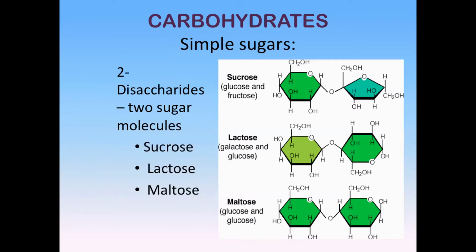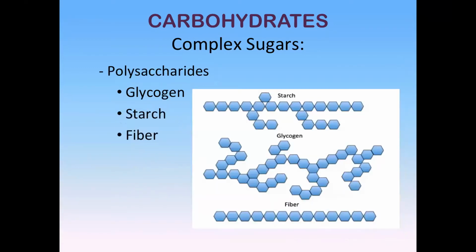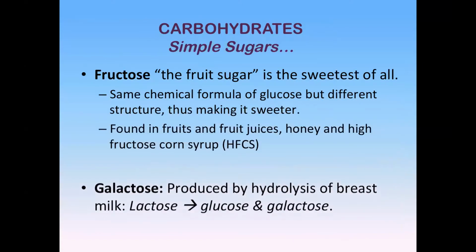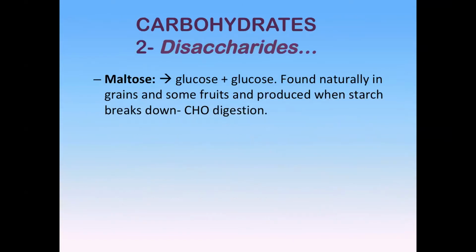The second part of the simple sugars are the disaccharides, which are 2 sugar molecules bonded together or attached together with a bond. The sugars are sucrose, lactose, and maltose. So the disaccharides, we'll start with the maltose.